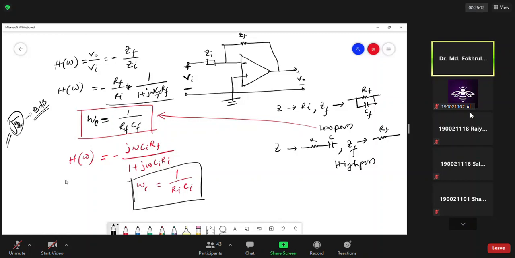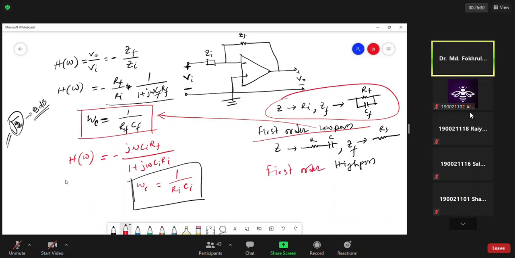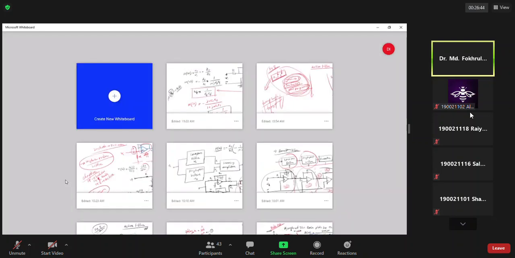So these two are called first order low pass filter, if you consider this one, and this is first order high pass filter, if you consider this one. And based on this first order low pass and high pass, we can construct the first order band pass filter.